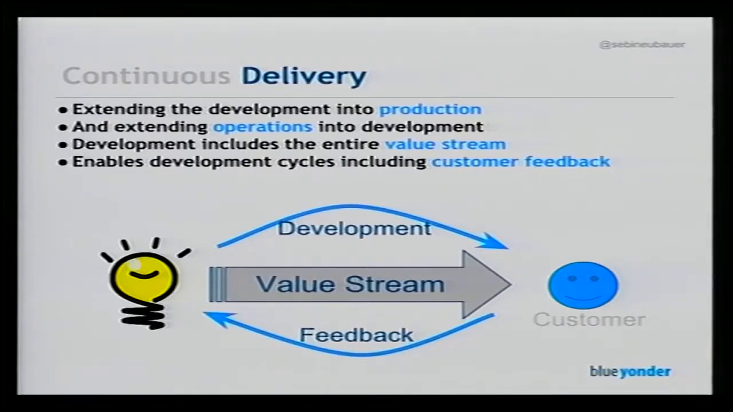Or maybe with another picture. One could see continuous delivery as extending the development, with code and versions and stuff like this, into production and operations, and also extending operations into the developer's workflow. The important part is that now the development really includes the entire value stream. The value stream is really just, you have an idea, you think our customers may like this new feature, and then the value stream starts from that idea until it ends up and gives value to the customer. That's the important point.